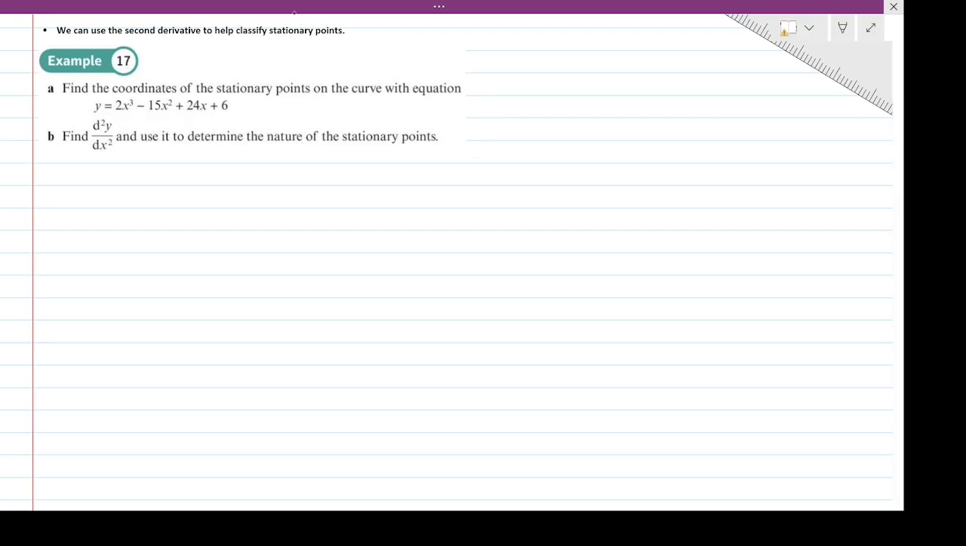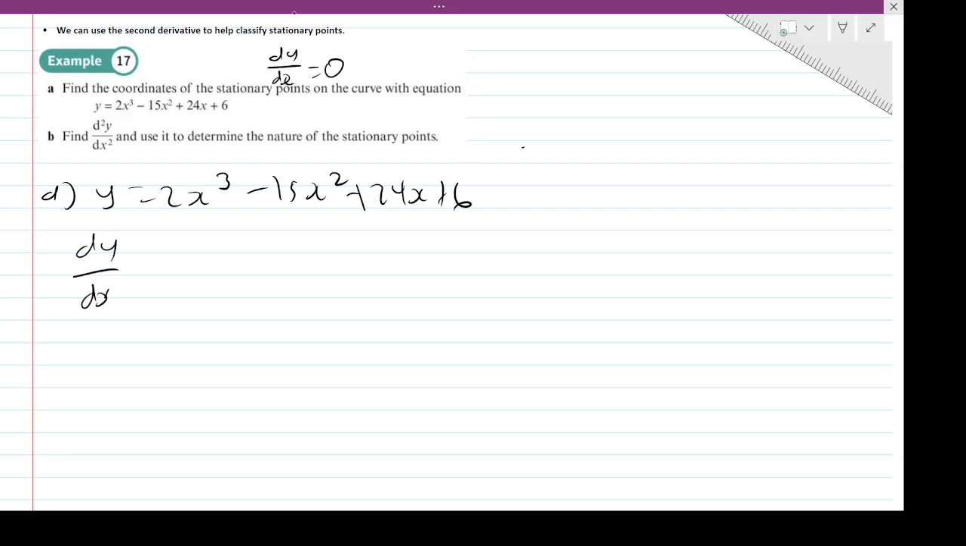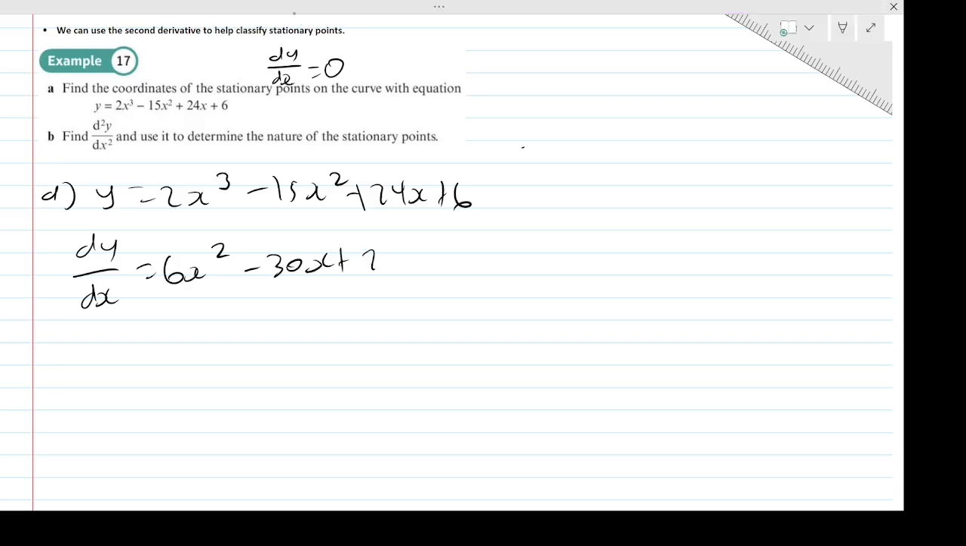So in this example, we're told to find the coordinates of the stationary points of this equation: y is 2x cubed, take away 15x squared, add 24x plus 6. Again, for stationary points, the gradient is set to 0, so we need to find the gradient. dy/dx, if we differentiate, 2x cubed would be 6x squared, take away 15x squared goes to minus 30x, and then 24x goes to 24 and 6 goes to 0. And that's it.